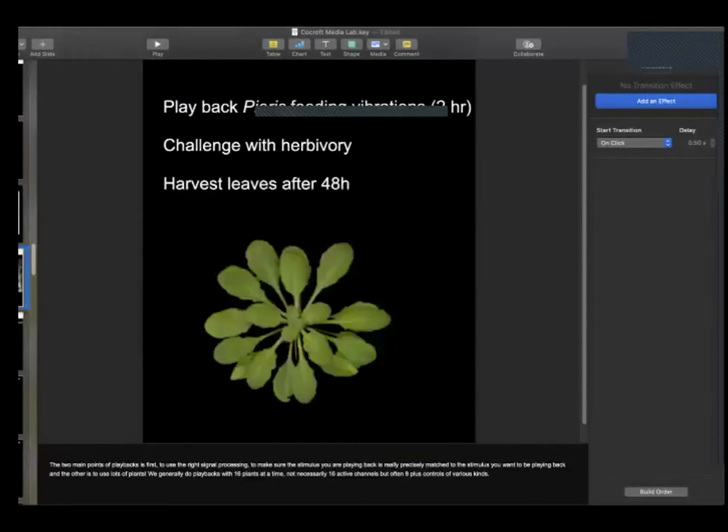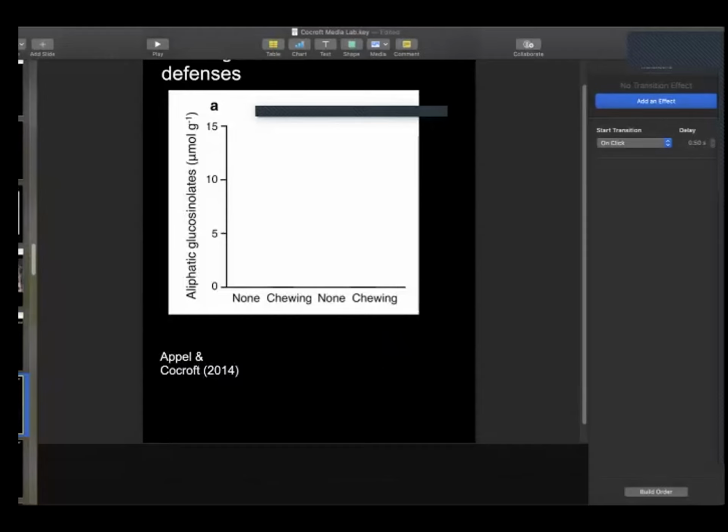And so what we initially did in our first experiment was test for priming. If the plants experience these feeding vibrations for a couple of hours, and then you challenge them with herbivory, will they respond more strongly? And we gave them 48 hours to really build up those chemical responses. And here the y-axis is one of the very characteristic toxins that's present in mustard plants. It's actually what gives mustard its flavor, these mustard oils that can be very unpleasant for insects.